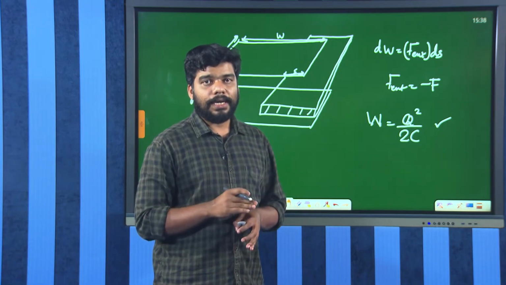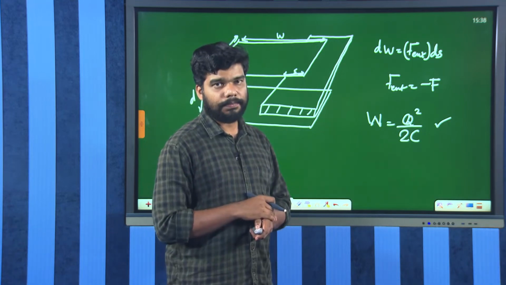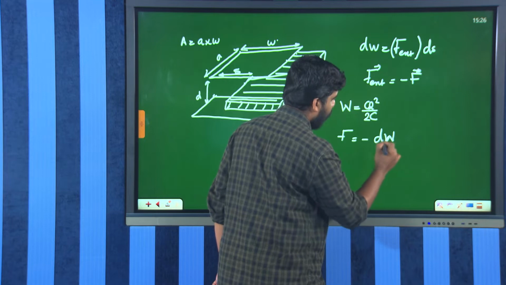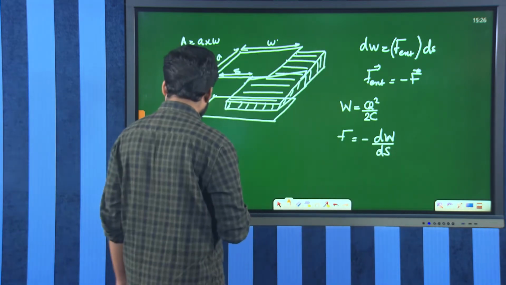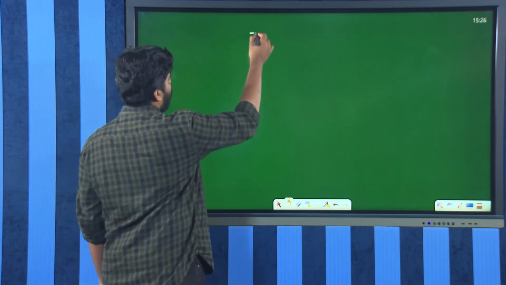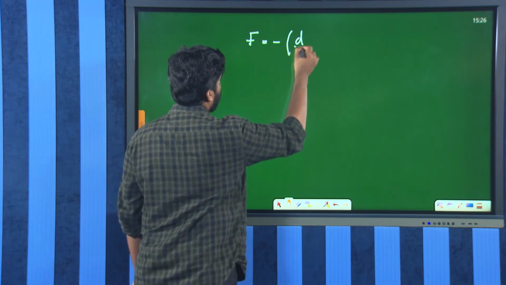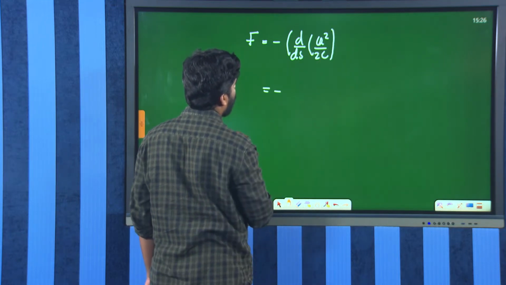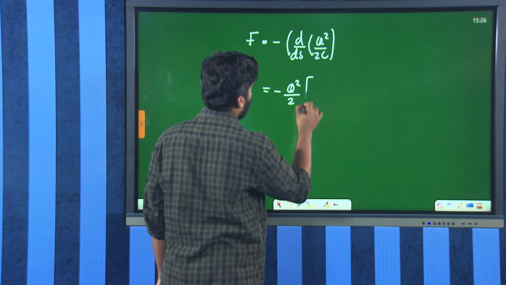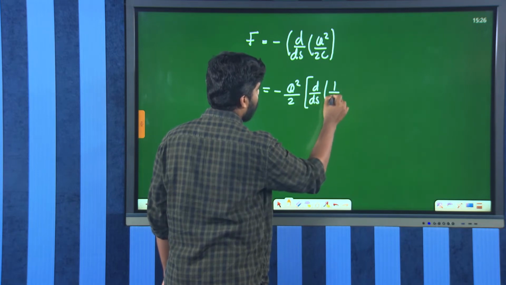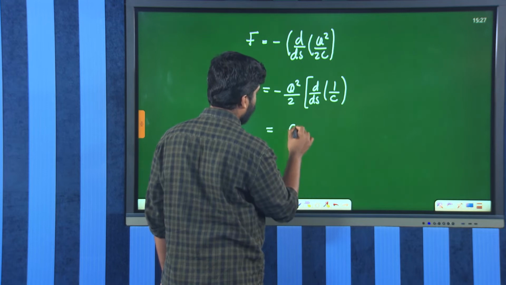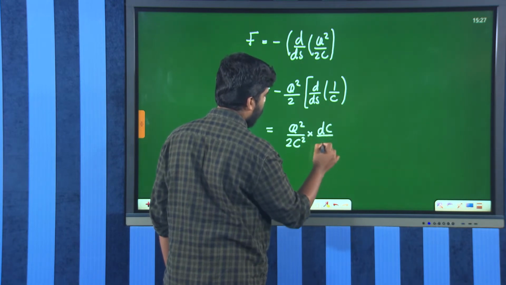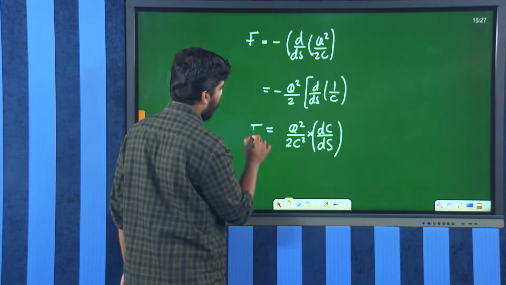From the figure it is clear that the arrangement is like a parallel plate capacitor. So, what is the force? F is equal to minus dW by ds. So, we have to substitute for W. F is equal to minus d by ds of Q square by 2C. Since the charge is constant, this is equal to minus Q square by 2 into d by ds of 1 by C. On differentiation, we will get Q square by 2 C square into dC by ds. So, what is this dC by ds is the next question.